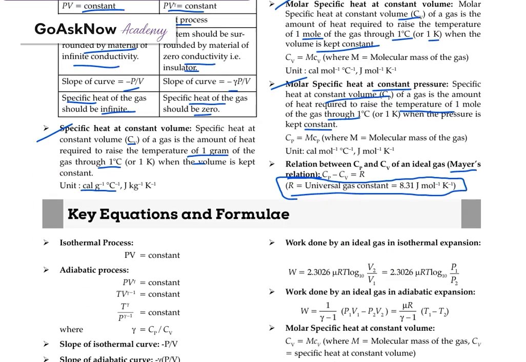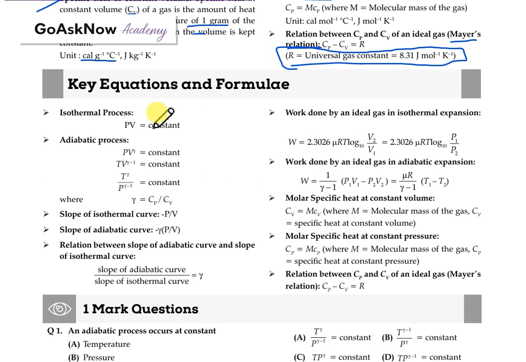Now let's move ahead with the key equations and formulas which have been derived from the concepts which we have studied. For the isothermal process, PV is always constant. For the adiabatic process, PV^gamma equals constant, TV^(gamma minus 1) is constant, and T^gamma P^(1 minus gamma) is constant. The value of gamma equals Cp upon Cv. Slope of the isothermal curve will be minus P by V. Slope of the adiabatic curve will be minus gamma P by V. Relation between the slope of adiabatic curve and the slope of isothermal curve: slope of adiabatic curve upon slope of isothermal curve will equal gamma.